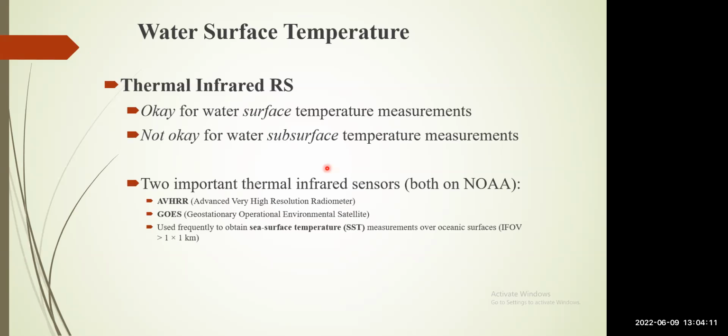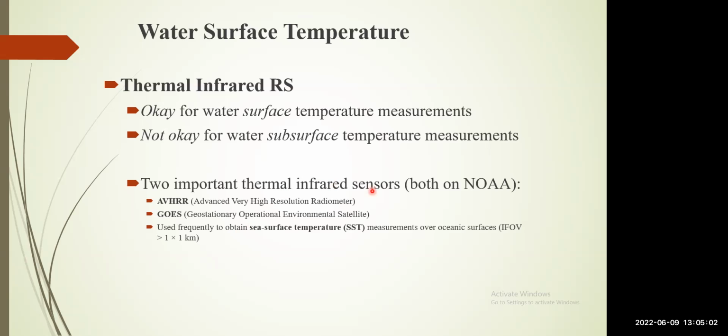Thermal infrared remote sensing is okay for water surface temperature measurement, but it is not okay for subsurface temperature measurement. Mostly in optical remote sensing, we are always talking about the surface of the earth, either water or land. But in some cases, for example radar data, which penetrates up to 1 or 2 meters, it can help us find up to a few meters, not more than that.